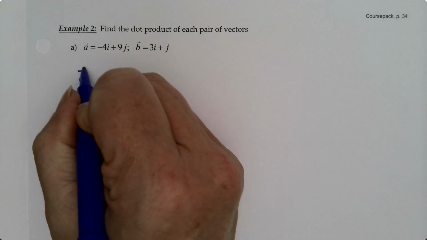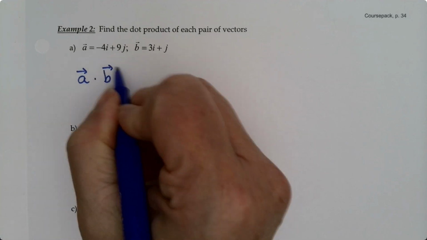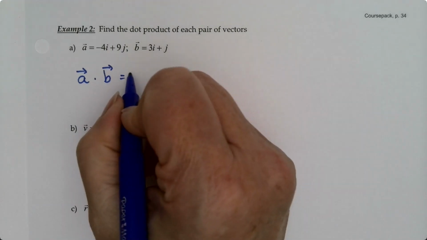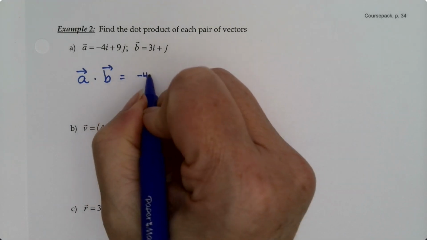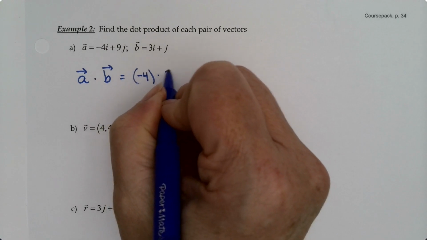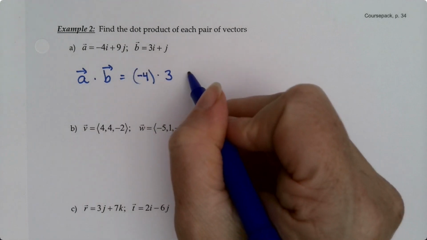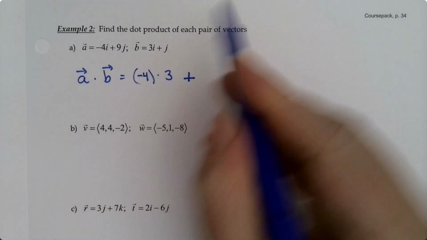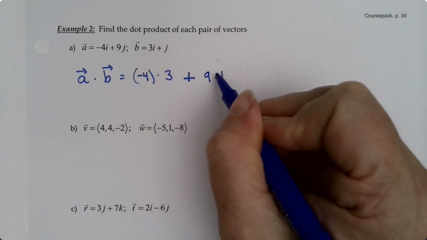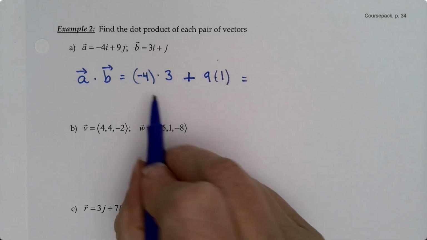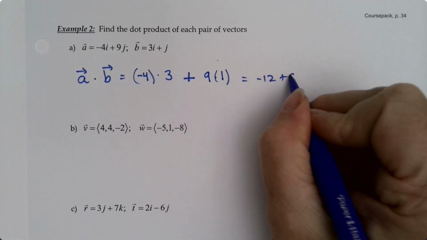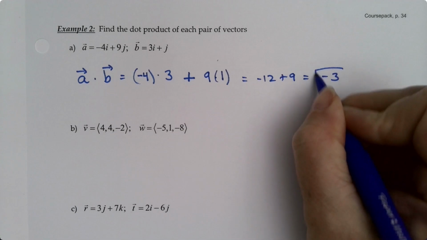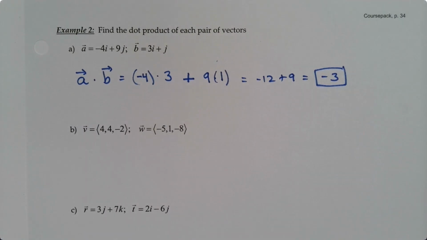So a dot product with b would be the i components, the x components. So negative 4 times 3 plus 9 times 1. And that would be negative 12 plus 9, which would be negative 3. And indeed, we are getting a scalar result, which is what we expect. Dot products should lead to a scalar. They should lead to a number.